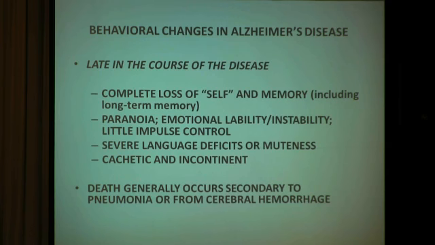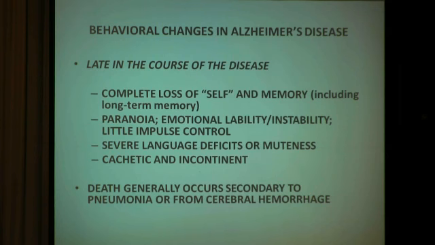Cachectic and incontinent. Cachexia is where a person starts showing severe wasting. So the person may eat like crazy, but they start showing wasting of the body. And generally by the time someone dies with Alzheimer's disease, they really look bad. They look like an advanced cancer patient, so they look very cachectic. And the other thing, of course, is the incontinence. Imagine a person who can't process information, and you're trying to change their diaper.